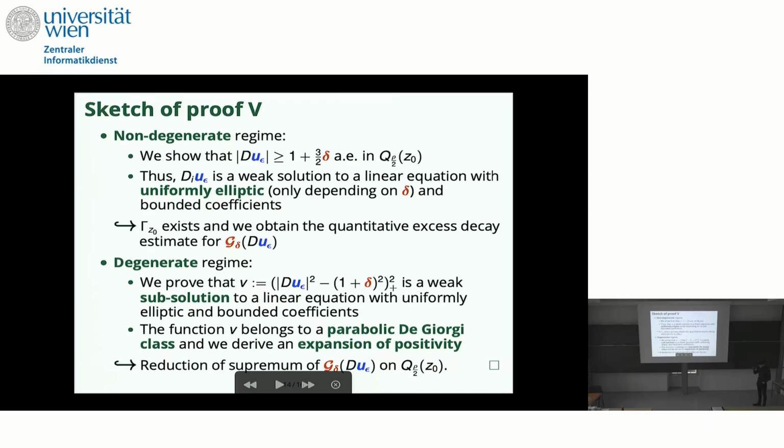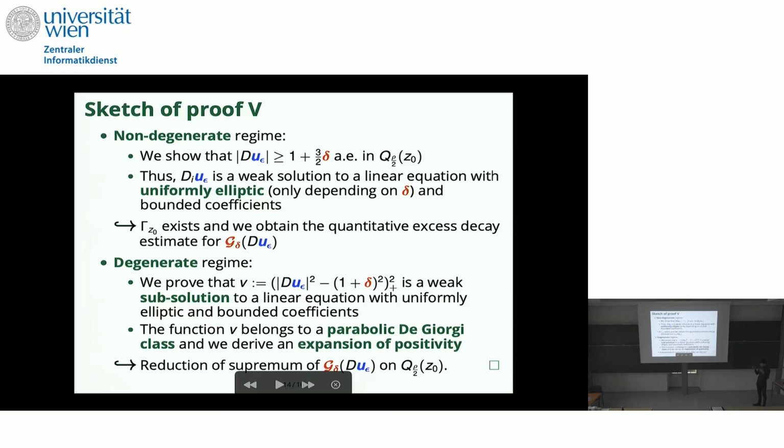What we can do is basically up to a translation, we can show that this function v belongs to a parabolic de Giorgi class, and then overall we derive a so-called expansion of positivity. What's this? This is a tool that somehow converts measure theoretic information, which I recall is the thing we have, and translates it into pointwise estimates. And basically this in the end allows us to obtain a reduction of supremum for G delta of du epsilon, once again on the next step of the iteration.